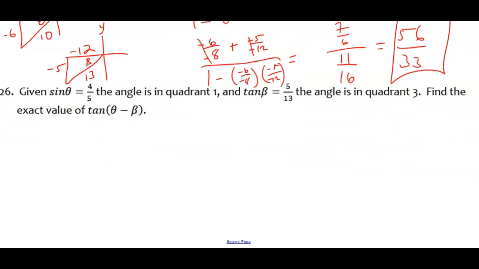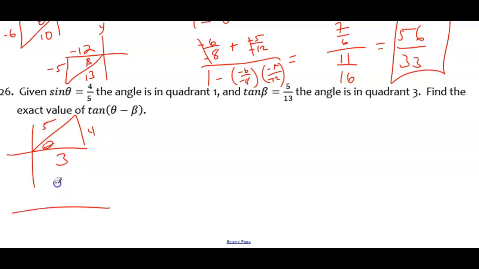All right, keep it rolling. 26. All right, sine of theta is 4 over 5 in quadrant 1. So quadrant 1, everything's positive. Here we go for quadrant 1. Sine is opposite over hypotenuse. 5 squared minus 4 squared. 5 squared is 25 minus 16 is 9. Square root of 9 is 3.